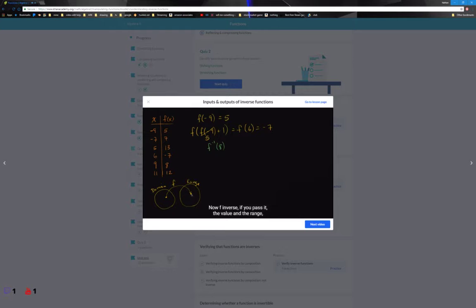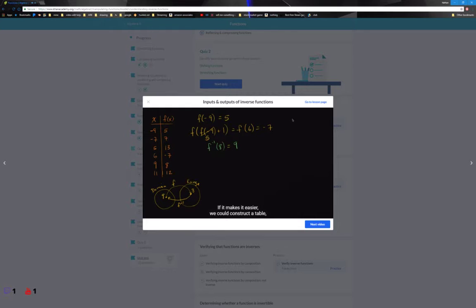Now f inverse, if you pass it a value in the range, will map it back to the corresponding value in the domain. Well, f inverse of 8 is whatever maps to 8. So if this was 8, we have to ask, what mapped to 8? We see here f of 9 is 8. So f inverse of 8 is going to be equal to 9.